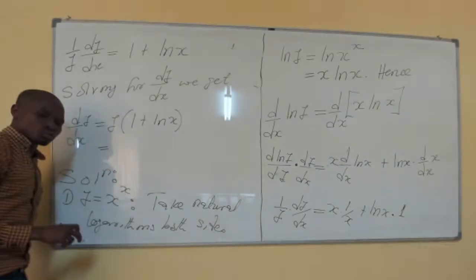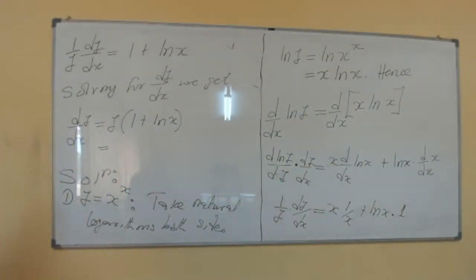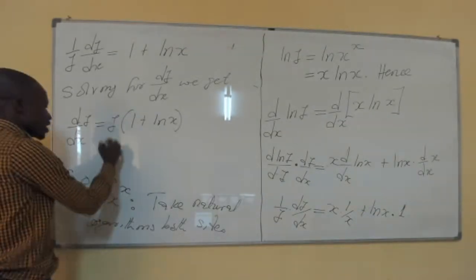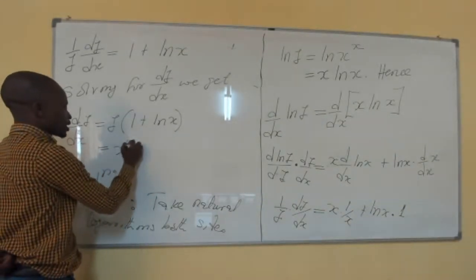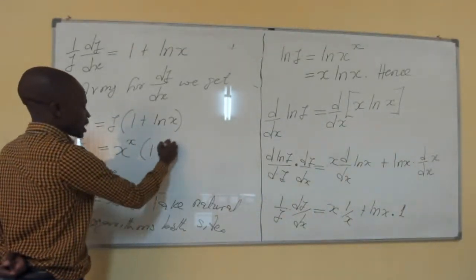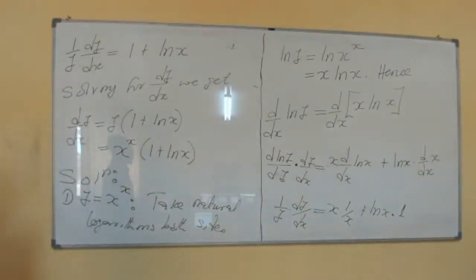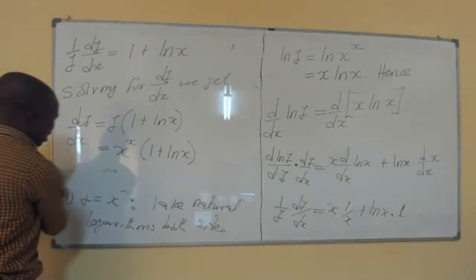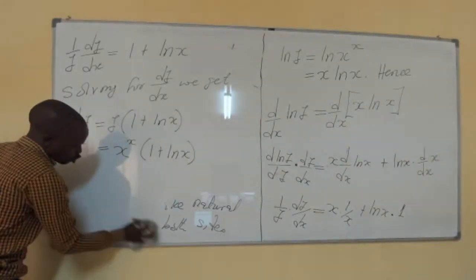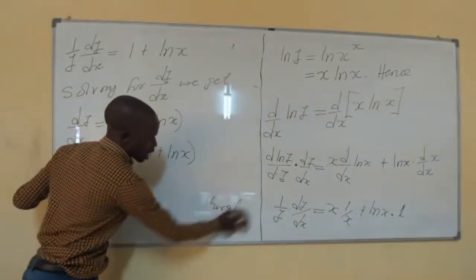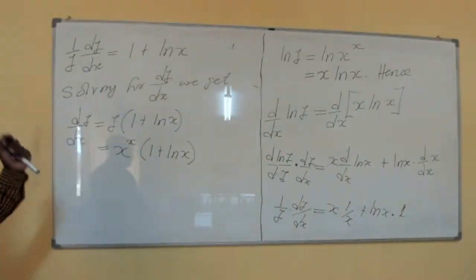Now, but what is y? What was our y in the first place? Our y was x to the power x, so multiplied by 1 plus ln of x. Then you are done with your solution. So you have found the derivative of x to the power x.